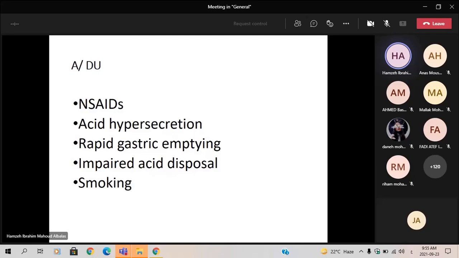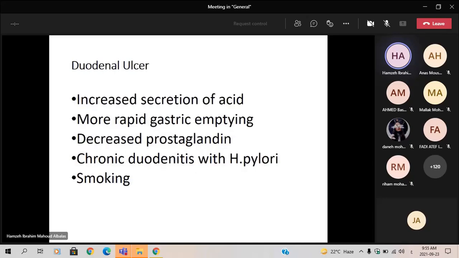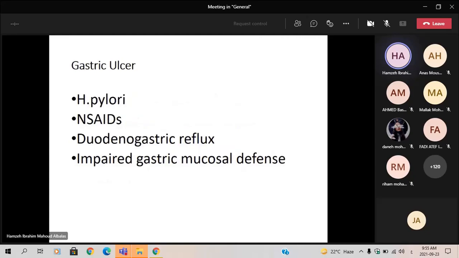and smoking. So we have to know the causes, and we have to avoid the causes, and we have to treat the problem. In duodenal ulcer, there is also increased secretion of the acid, more rapid. Also in gastric ulcer, there are causes: H. pylori, NSAID, duodenogastric reflux, and impaired gastric mucosal defenses.